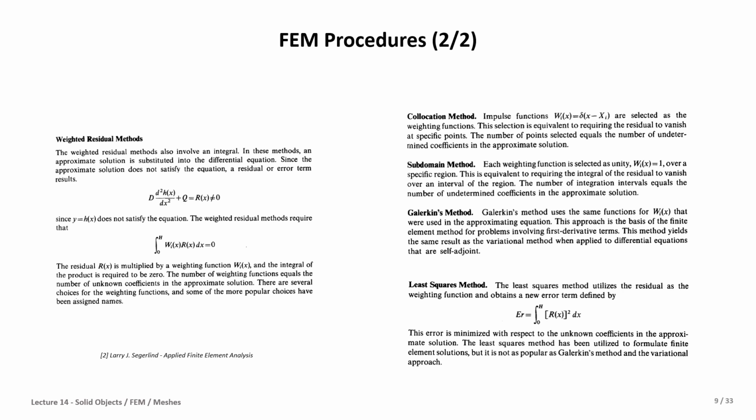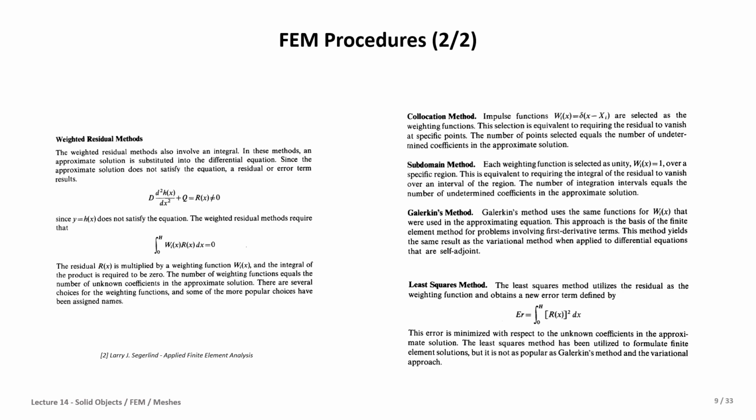The weighted residual method requires that this integral be equal to 0. The residual R(x) is multiplied by a weighting function, called W(x), and the integral of the product is required to be 0. There are a number of methods used for finding the R(x). You can see here we have the collocation method. It uses an impulse function for the W(x). In the subdomain method, each weighting function is selected as unity, equal to 1.